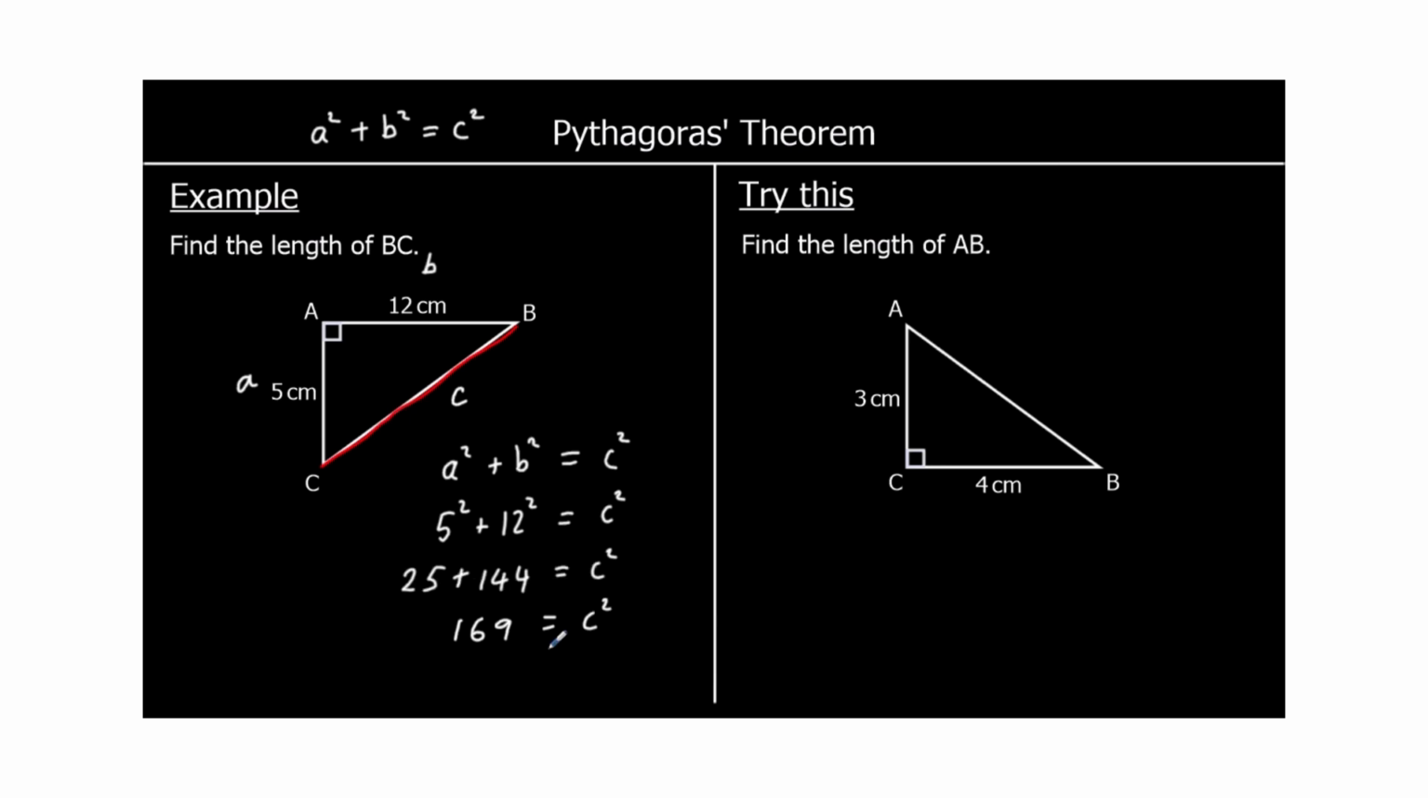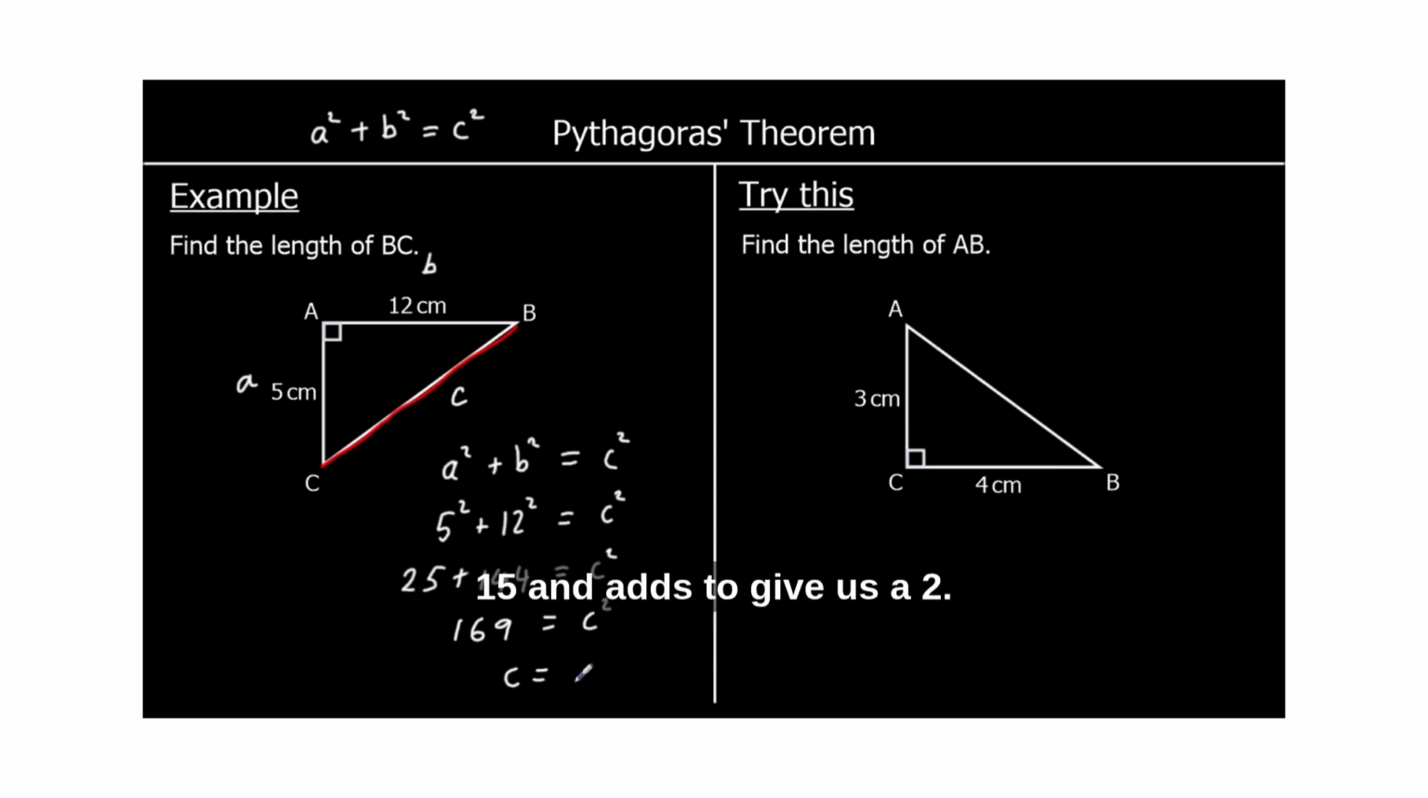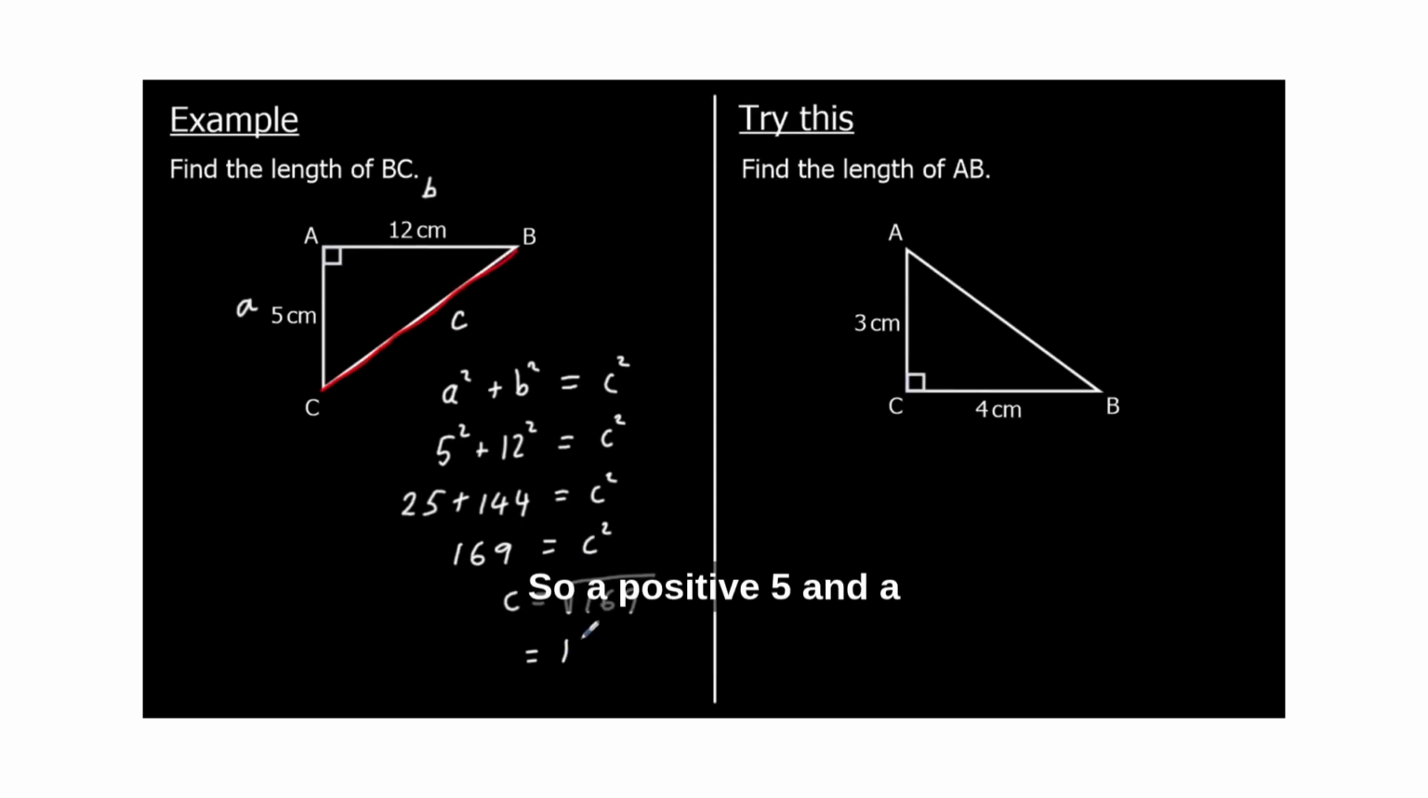To get c by itself, to get rid of a square, we do the opposite of squaring, which is square rooting. So c, if we square root both sides, will be the square root of 169, and that is 13. So it's 13 centimeters. So 5 squared plus 12 squared equals 13 squared, which means that this length must be 13 centimeters.